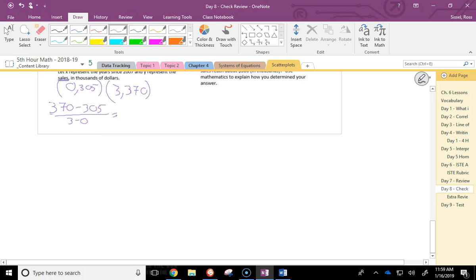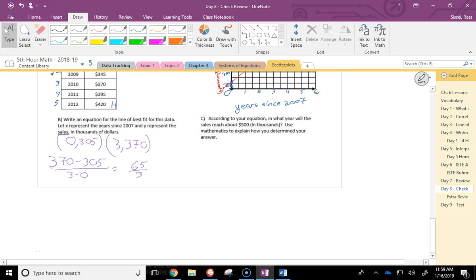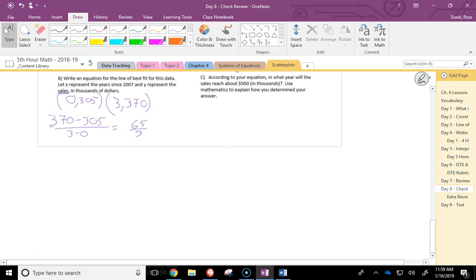Find your slope again. Remember slope, y2 minus y1 over x2 minus x1. I'd find this to be 65 over 3. Okay, that's my slope. My y-intercept is 305. So for this one, I have my equation as 65 over 3x plus 305. That's a big y-intercept, but it's okay because it fits with our data.